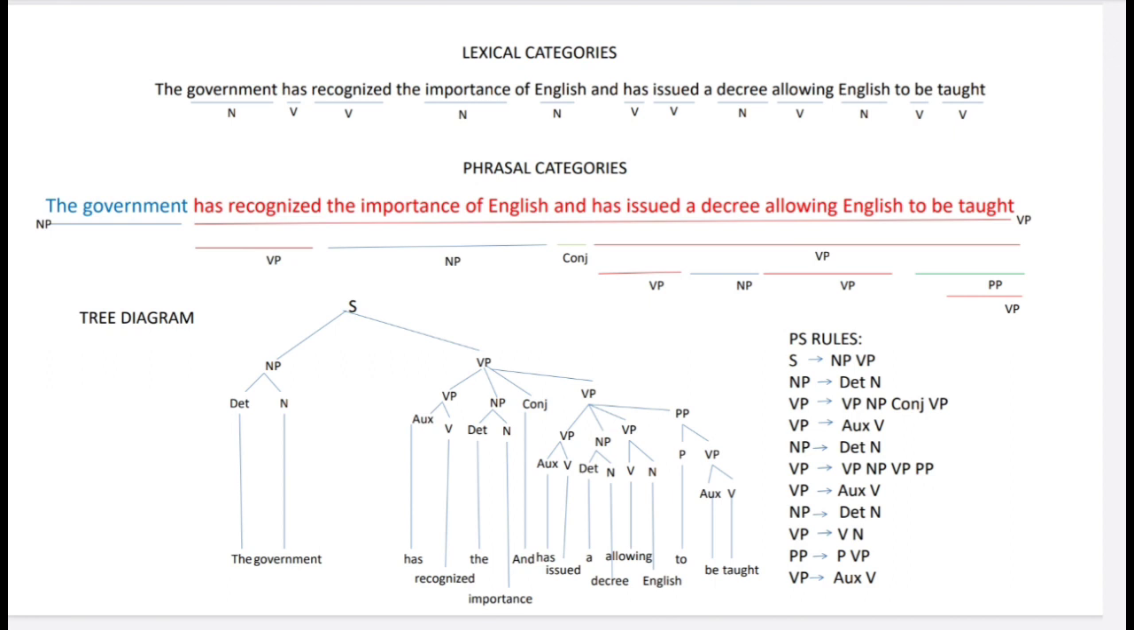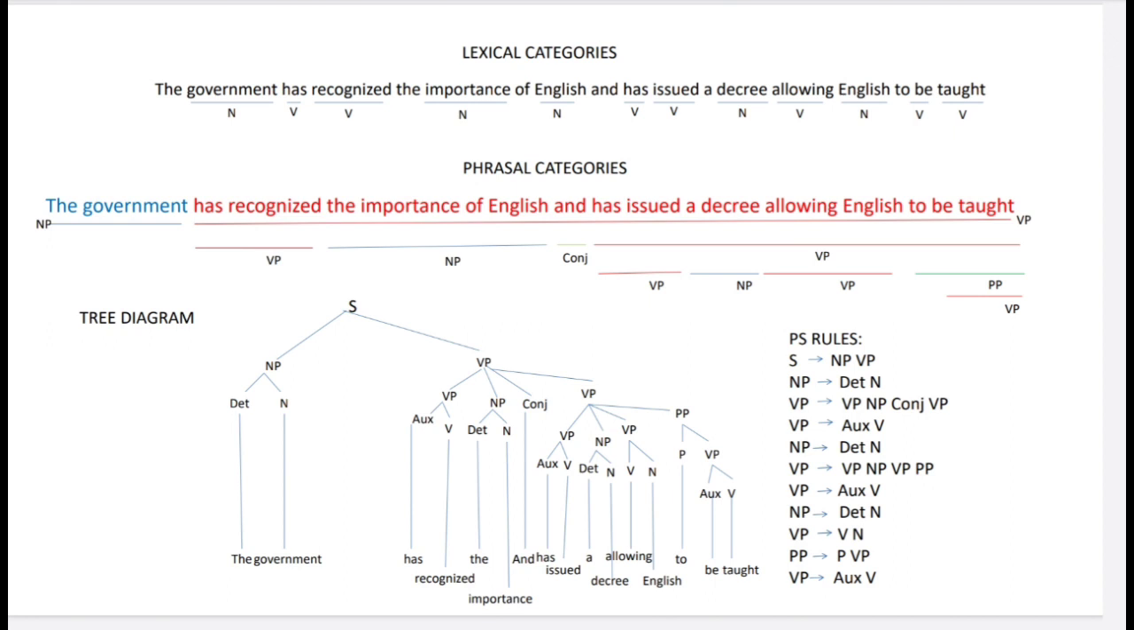The lexical categories: government is noun, has is verb, recognized is verb, importance is noun, English is noun, has is verb, issued is verb, decree is noun, and then allowing is verb, English is noun, be is verb, and then taught is verb. So now we go to the next, the phrasal categories. It is more complete than the sentence before.